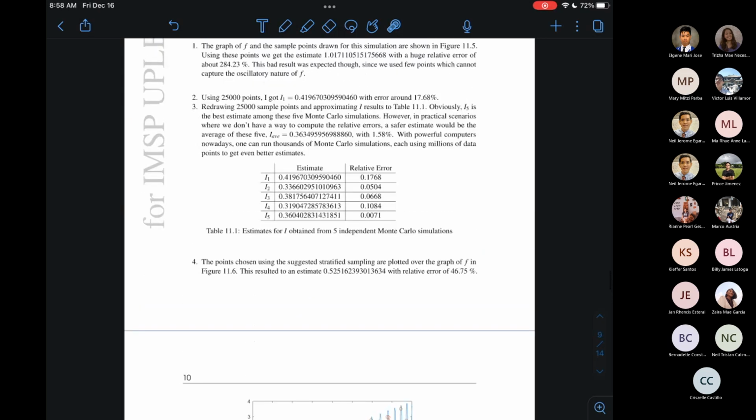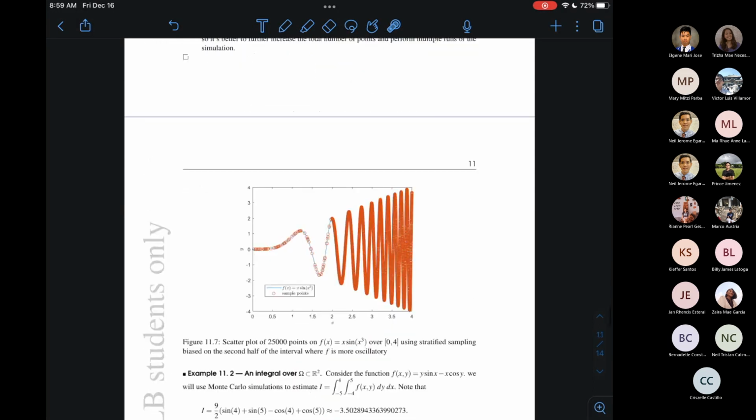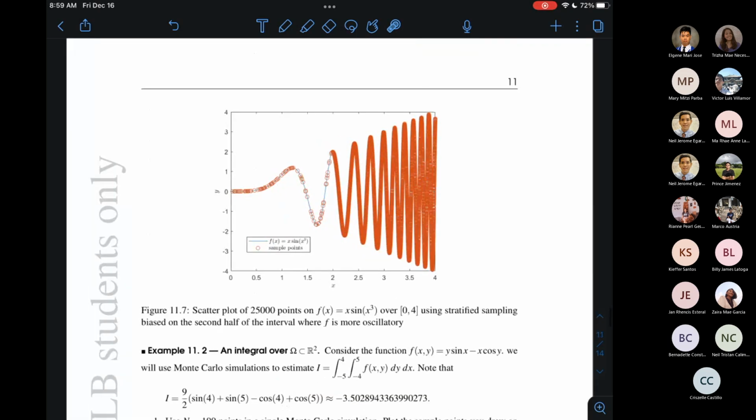Tingnan ko yung number 5. Anong ginawa sa number 5? Dun sa number 5, mas heavy na stratification. So in number 5, we will repeat the experiment in number 4, except na 25,000 points na yung gagamitin natin, 100 of which would be on 0 to 2, and the remaining 24,900 ay nasa 2 to 4. Okay. So ito yung stratification na naganap.